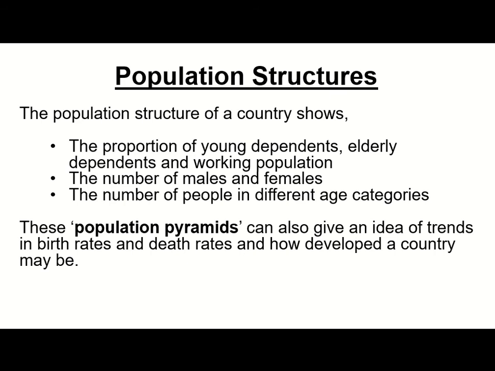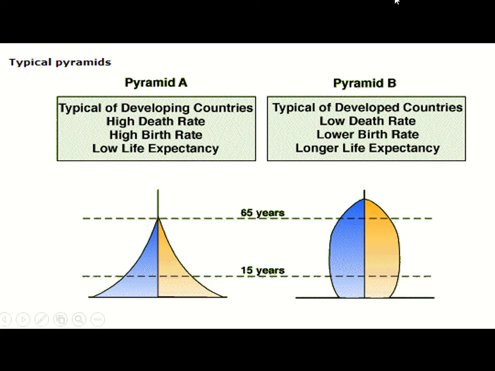Now, I've already mentioned they're represented by population pyramids, and the shape of them at a glance can really give you a good idea as to whether you're looking at a developed place or a developing or emerging place. So let me show you a couple of those pyramids now. Pyramid A is representative of a very typical developing country, so a less economically developed country. There's a high death rate, which means a high number of people that die per 1,000 of the population, a high birth rate, again a high number of births per 1,000 of the population, and a low life expectancy overall.